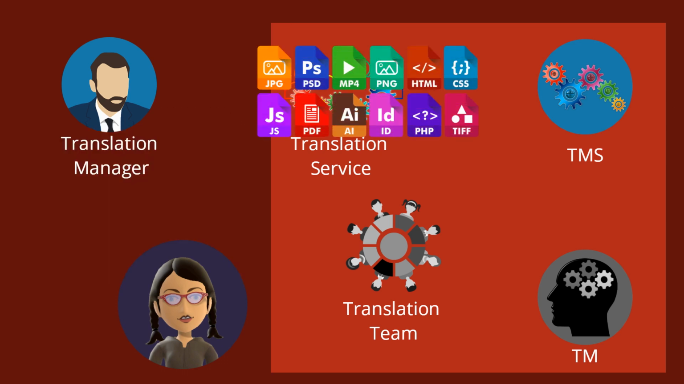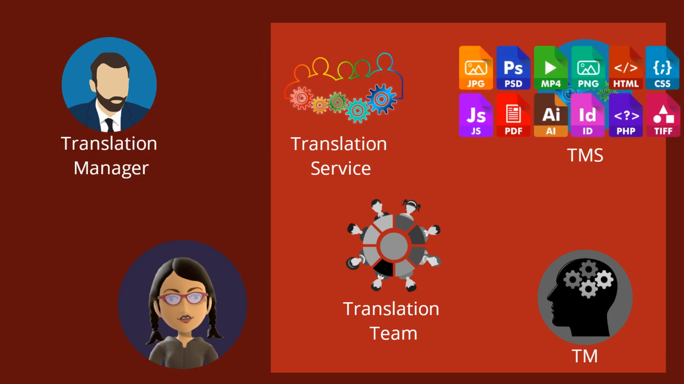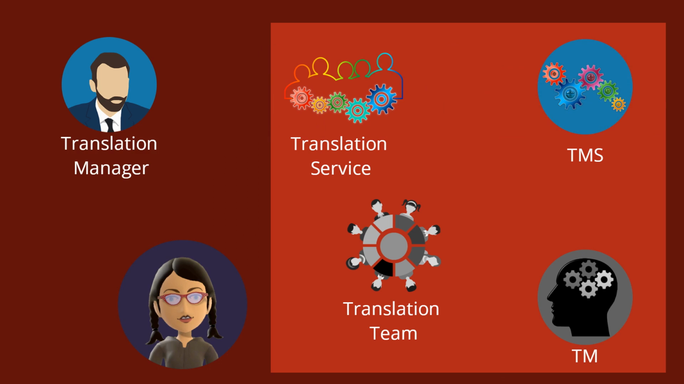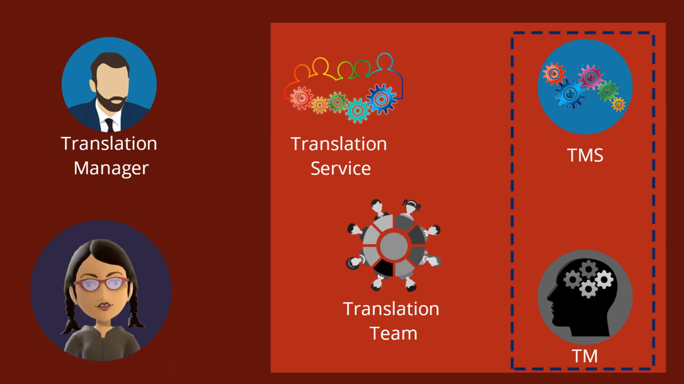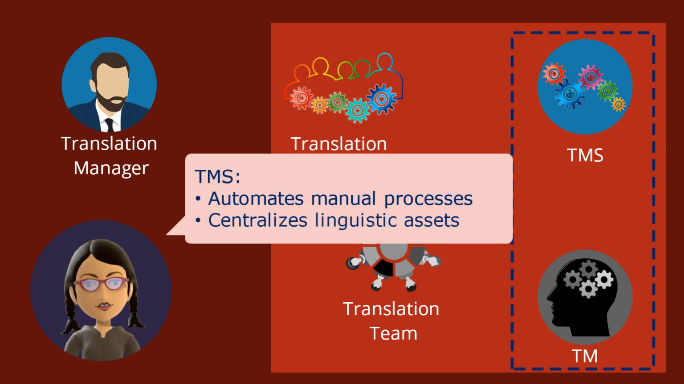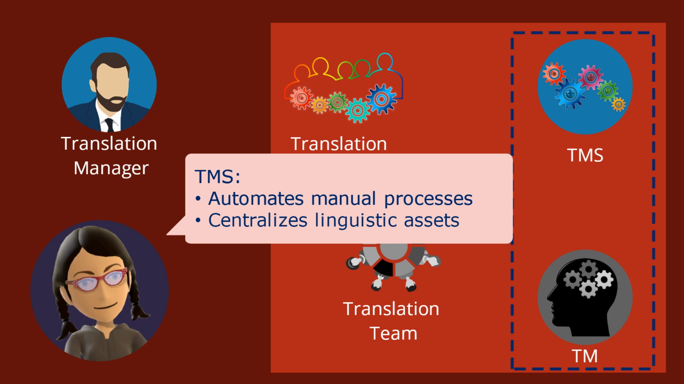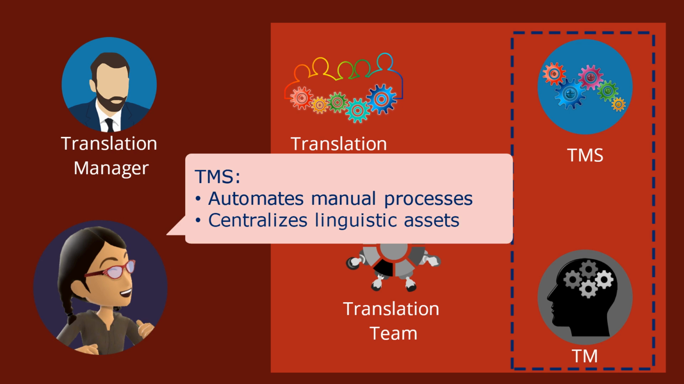After the translation service receives your materials, they are submitted to the TMS. By using a translation management system, you reduce the translation processing time by automating the manual processes. Do you really want to pay someone $30 per hour or more to copy and paste? You also centralize your linguistic asset.